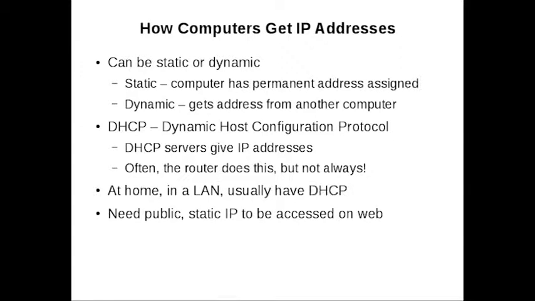Your router, usually at home, is the thing that's giving out these IP addresses dynamically. It's dynamic if your computer boots up and says, I need an IP address, and some other computer gives it. If your computer has it stored internally in a file, this is my IP address, that's static. So at home, you usually use dynamic. In order for something to get to a computer, though, you have to have a public static IP address for anything to be accessed on the internet. The domain name server has to know that freeipathens.org goes to this address, so it has to be static, it has to not change.